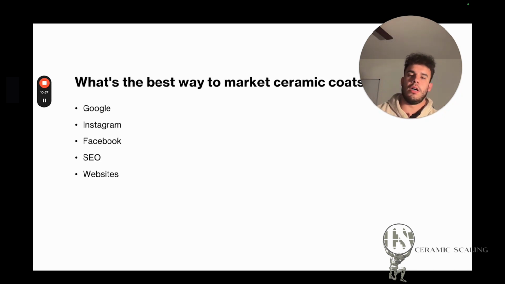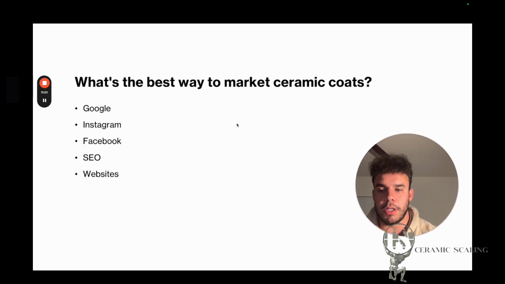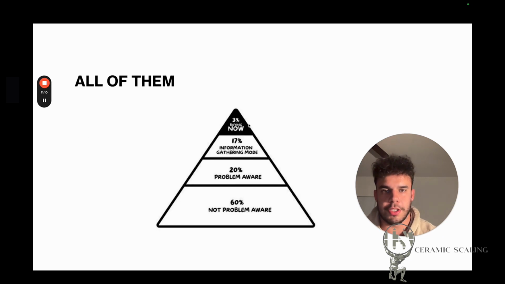All right, so what's the best way to market ceramic coats? Google, Instagram, Facebook, SEO, websites, which one? The answer is all of them. And this is the target market pyramid. I have a video of this on my channel already. You can go check it out. I'll put a little tag up there. But this is the target market pyramid.